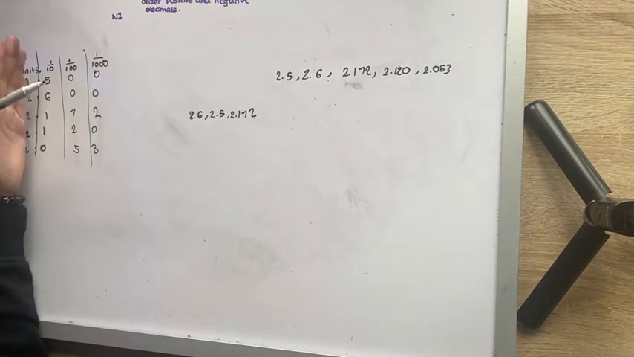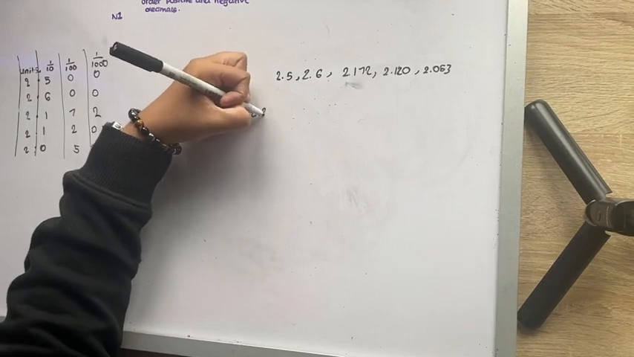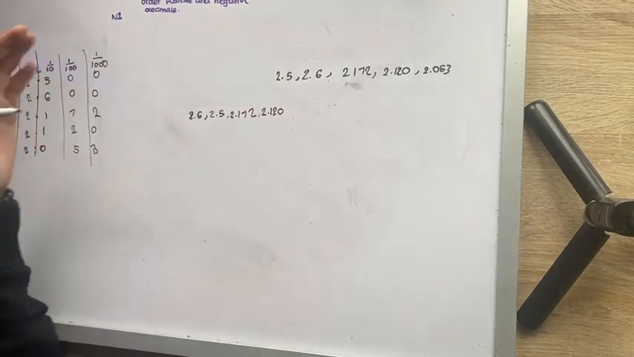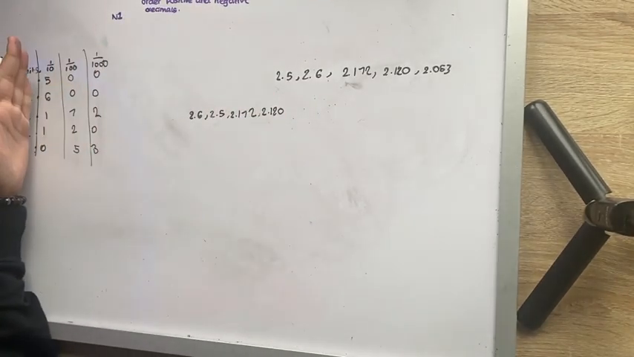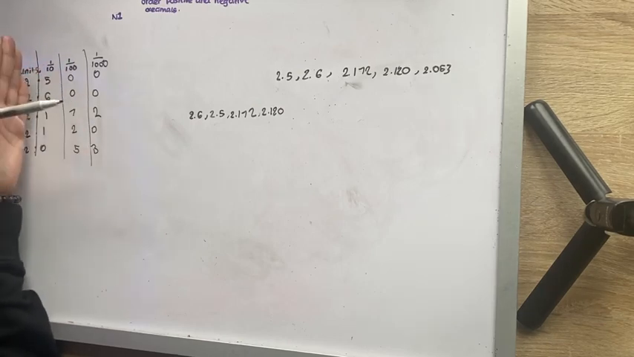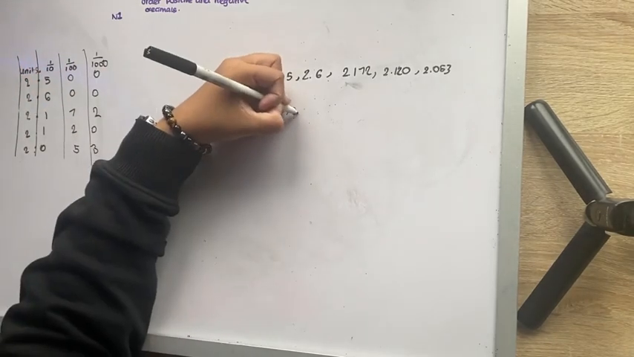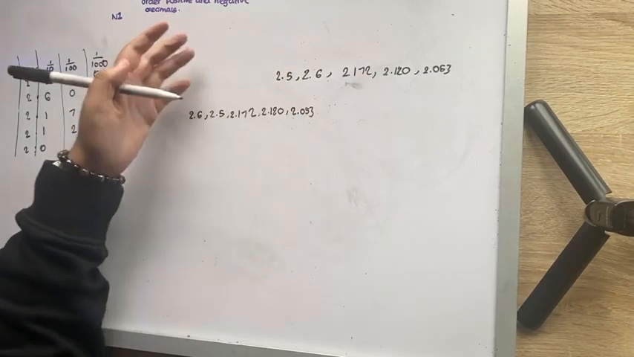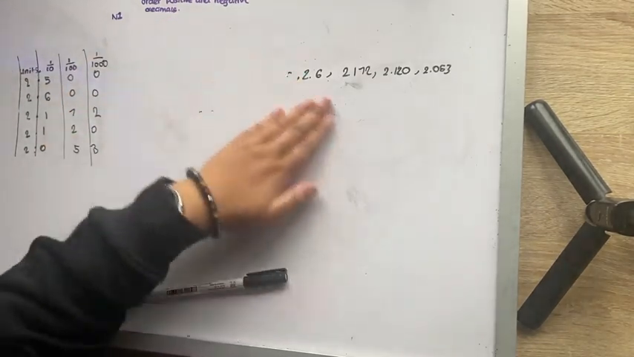After that, there's 120, so 2.120, or 2.12, doesn't matter. And then this can be seen as 53, which is obviously the smallest out of all these, so 2.053. So that's how we'd order it.